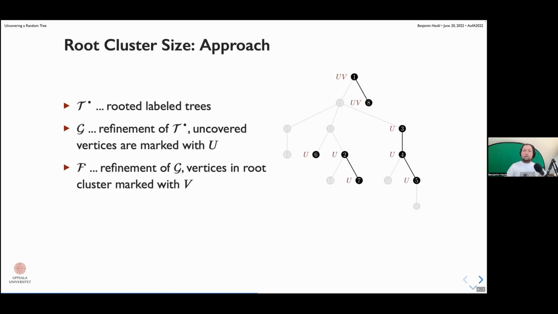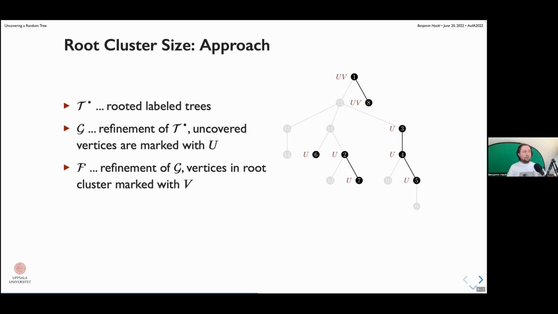Let's switch gears and look at the second problem that I mentioned, from counting the number of edges to counting the size of the root cluster, which is basically the connected component the root of the tree is located in. And to do that, let's play around with some combinatorial classes. We have a class T, which is just rooted labeled trees.